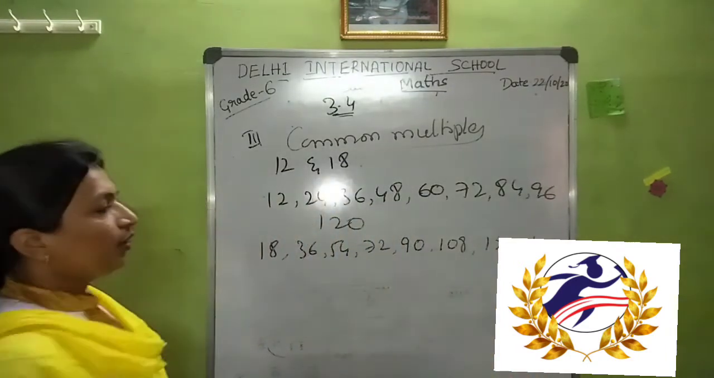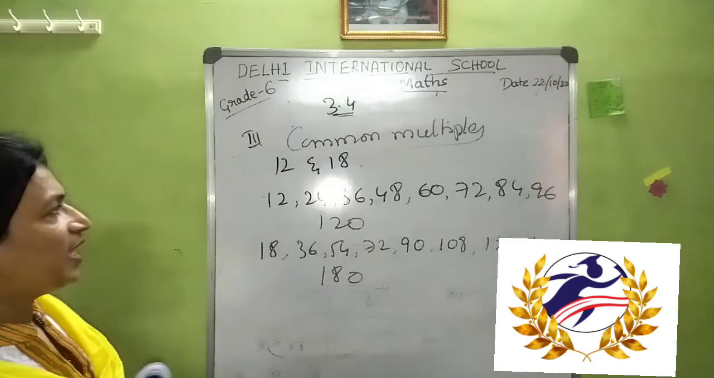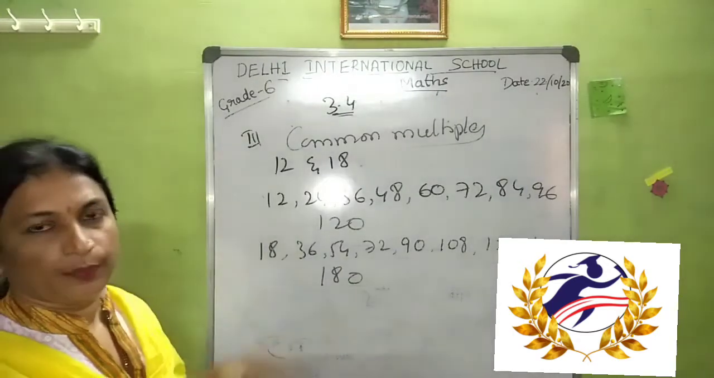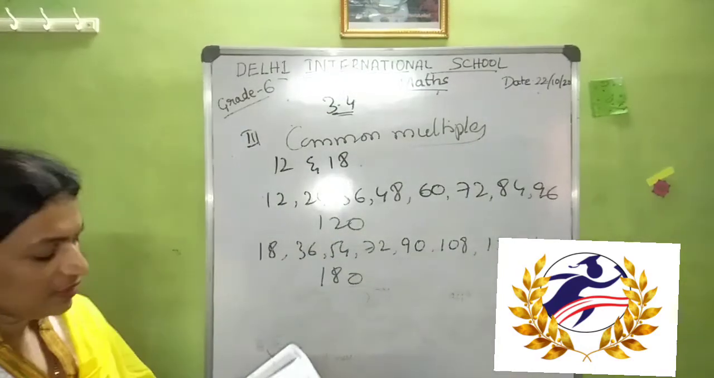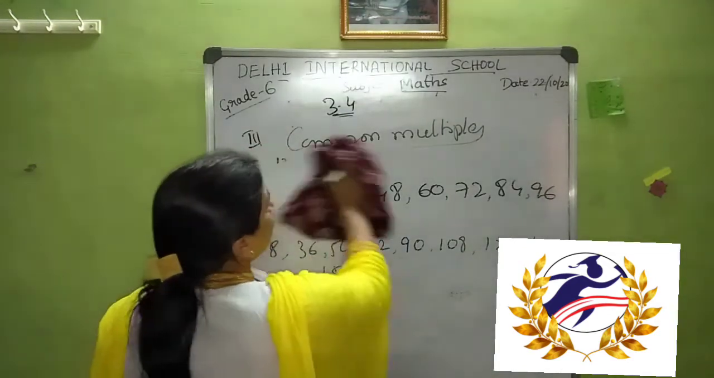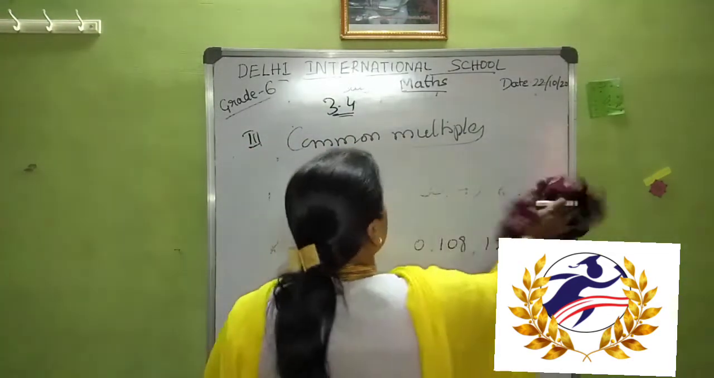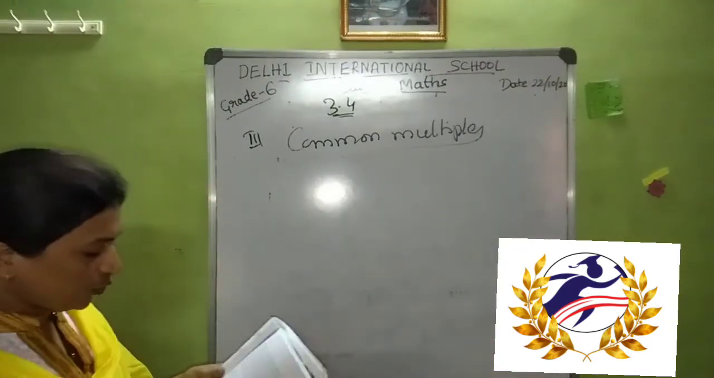Like this we need to write the tables, and we need to pick, that is, circle out the 3 common multiples from this. Like this the tables should be written, and then we need to circle out the common multiples. Only 3 common multiples we need to choose.